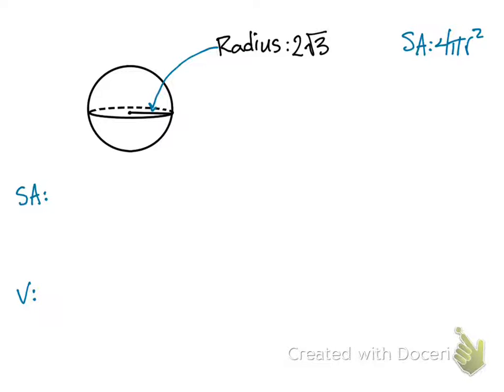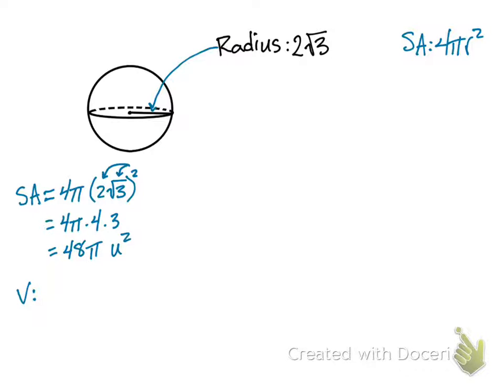So surface area equals 4 pi times 2 square root of 3 squared. And this is the quantity squared, so you need to make sure that you square the 2 and square the square root of 3. I know I've talked about this before, but let's just make sure we're doing that. So this is 4 pi times 4 times 3. Okay, so that is going to be 48 pi units squared because this is two dimensions. So that is like the entire outside of this sphere.